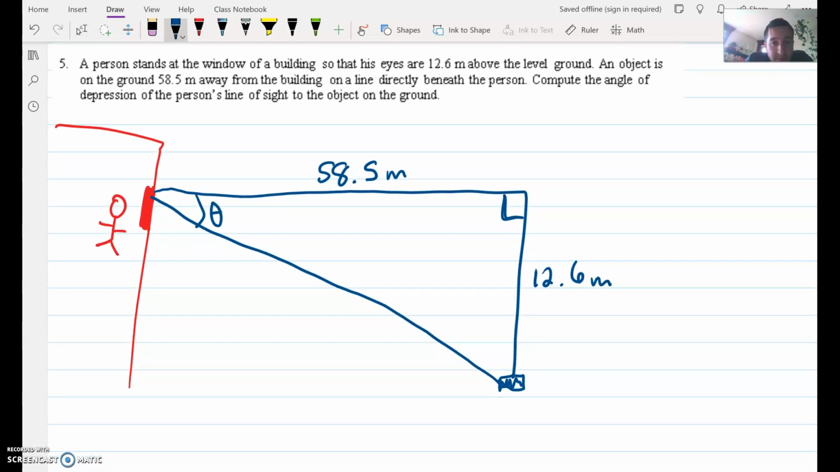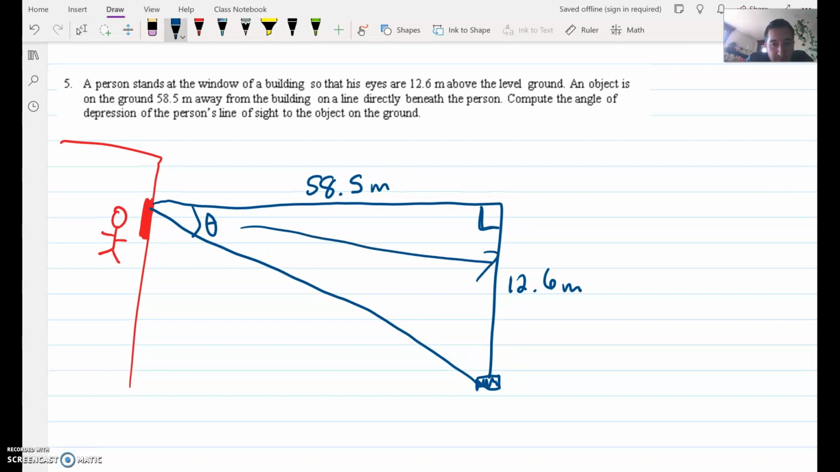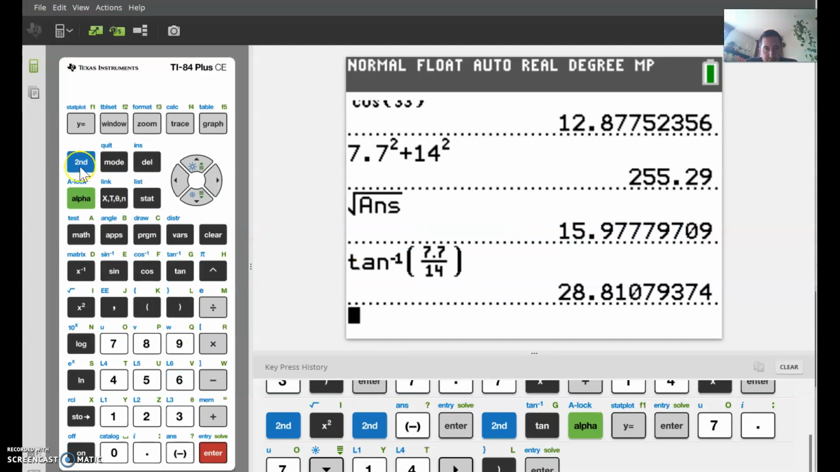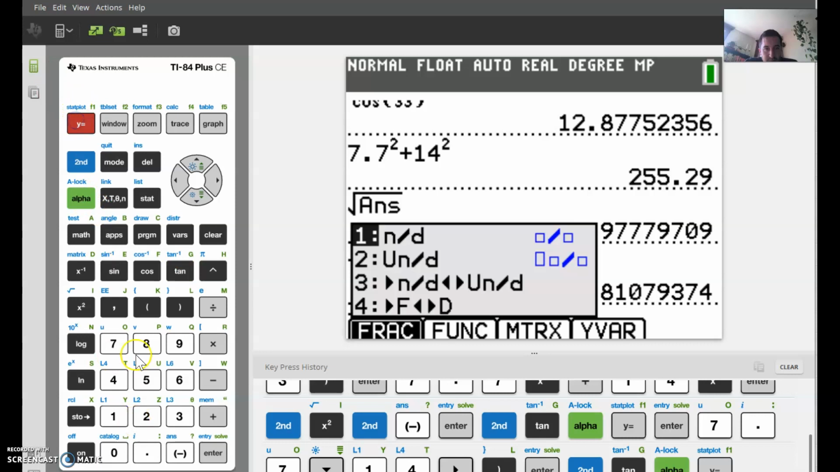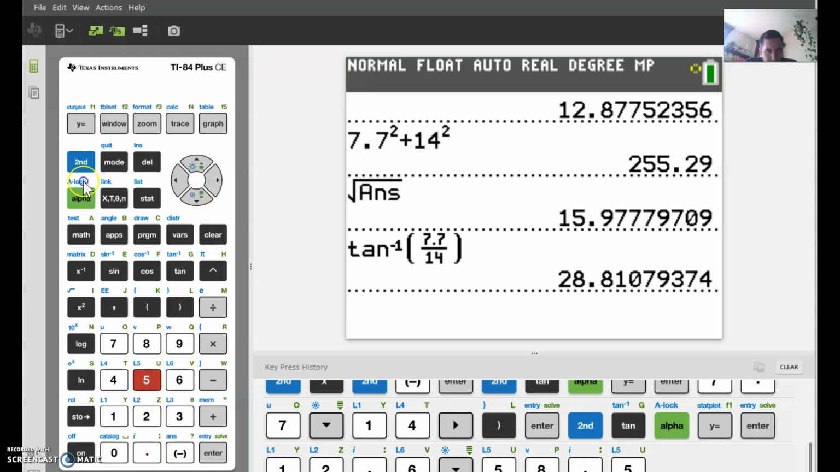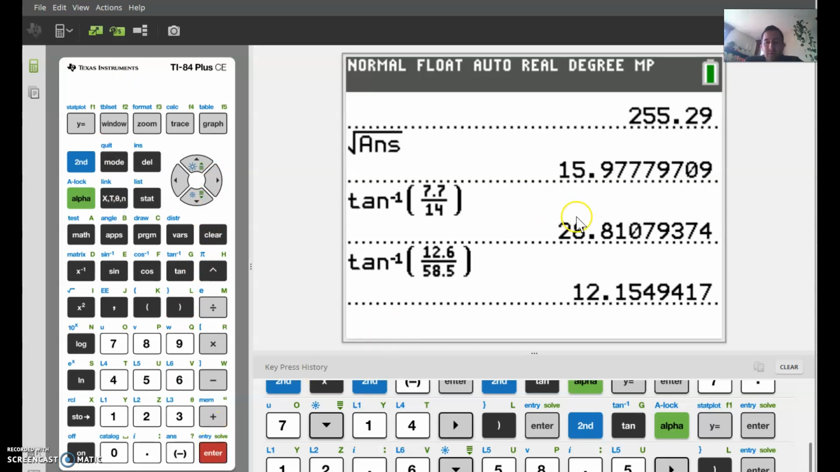We're finding angles. So what is this? This is the opposite, and this is the adjacent. So it's inverse tangent again. So we go inverse tangent of opposite, 12.6, over adjacent, 58.5. Let's see what his angle of depression was. 12.6 over 58.5. Inverse tangent. 12.6 over 58.5. That angle is 12 degrees.